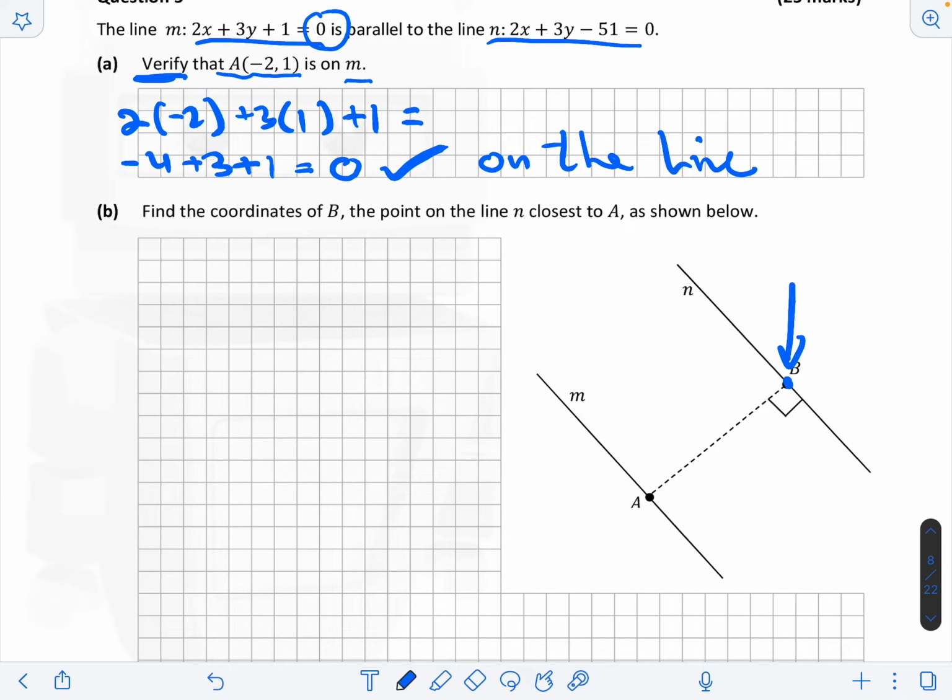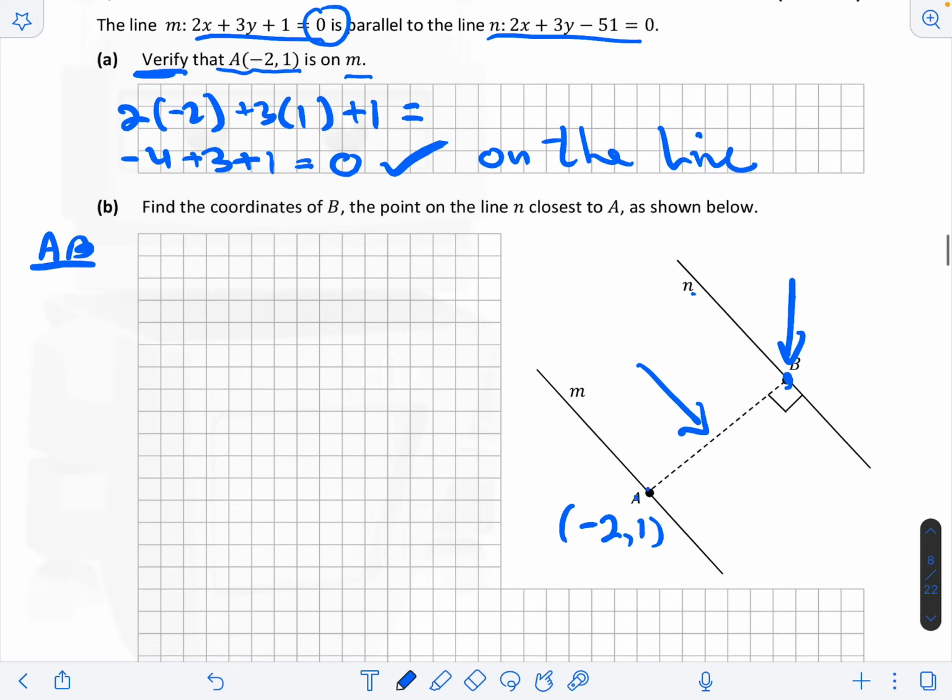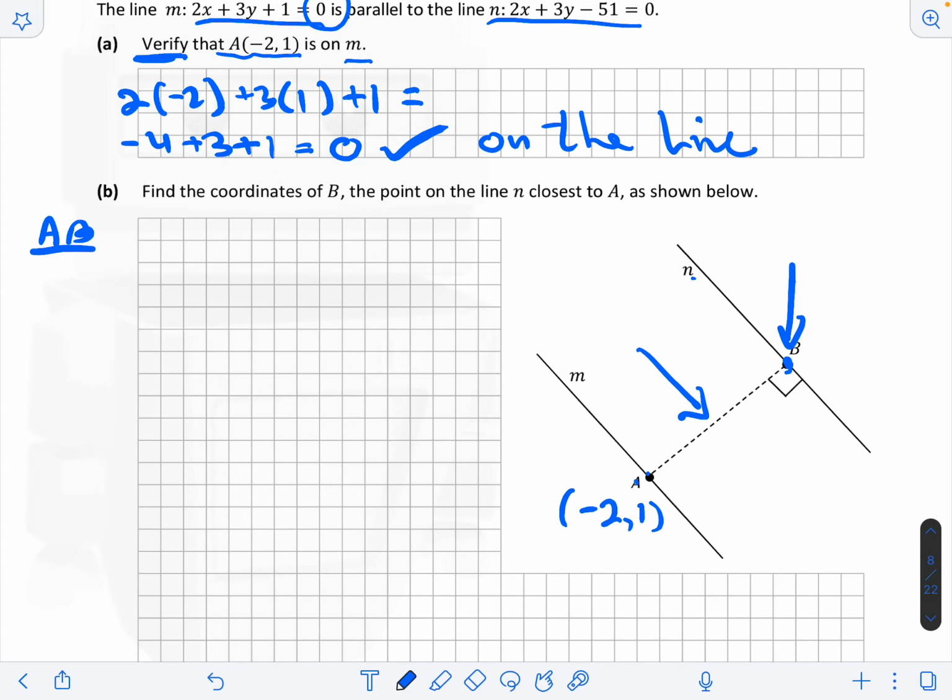So we have our two equations, and we know that that point is (-2, 1), and we are looking for that point B. In order to do that, we're going to find the equation of this line AB. Once we find the equation of the line AB, we have a point and we can figure out the slope. We will find the point of intersection of N and this line AB. To find the line AB, the first thing we need is the slope, and we need a point on the line.